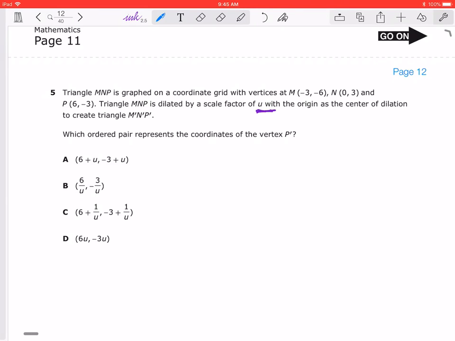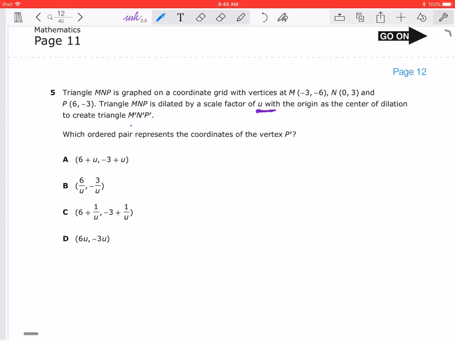And essentially, that's an unknown value. And the origin is the center of the dilation to create M prime, N prime, and P prime. So whenever we're talking about a pre-image and then the image being the new image, the image is spoken of in terms of prime.